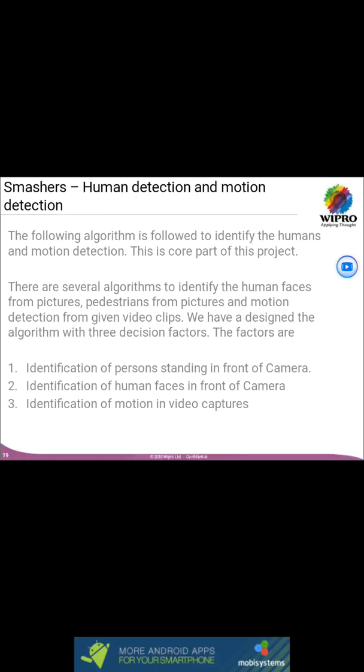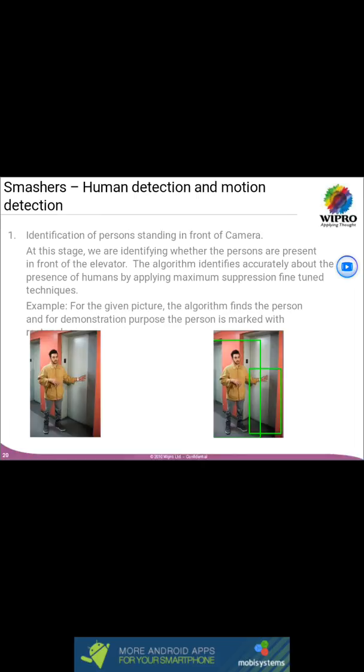We have used the following algorithm to identify whether there is someone present, and also for motion detection. There are several algorithms to identify human faces from pictures, pedestrians from pictures, and motion from given video clips. We have designed the algorithm with three decision factors: identifying the person standing in front of the camera, the human faces in front of the camera, and also the motion in video captures. So here comes the human detection and motion detection.